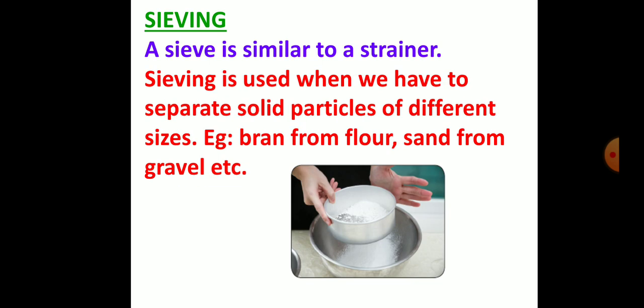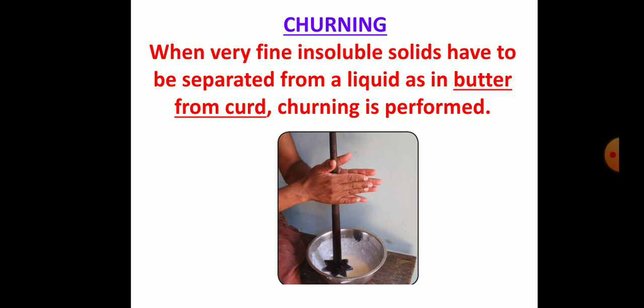Sieving. A sieve is similar to a strainer. Sieving is used when we have to separate solid particles of different sizes. Example, bran from flour, sand from gravel, etc. Churning. When very fine insoluble solids have to be separated from a liquid, as in butter from curd, churning is performed.